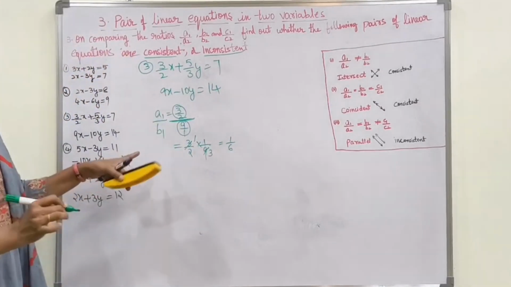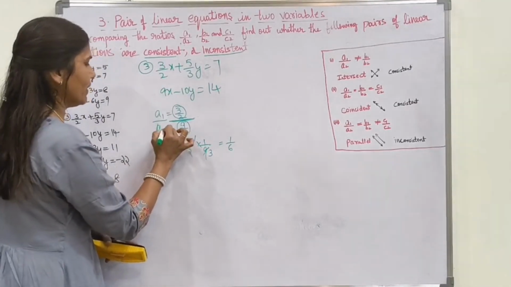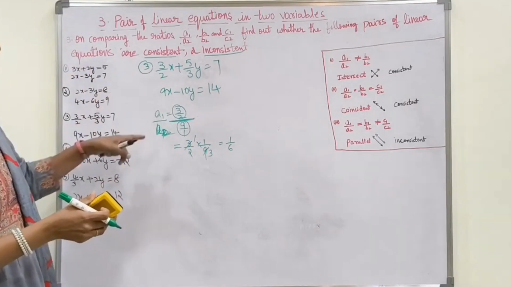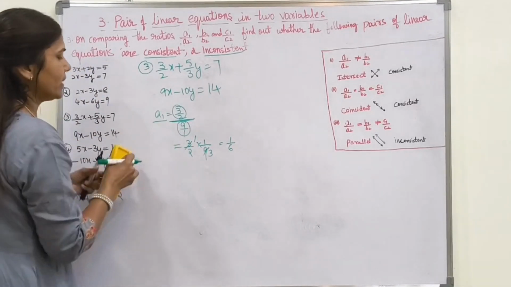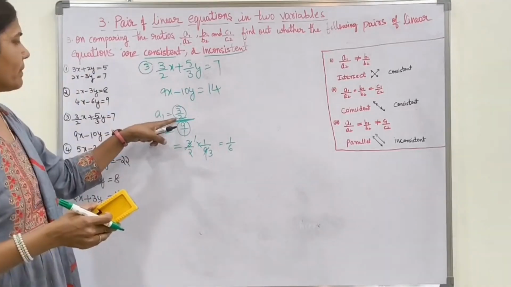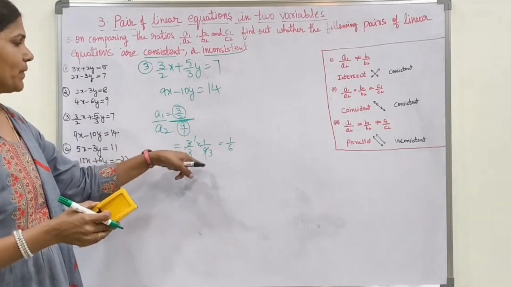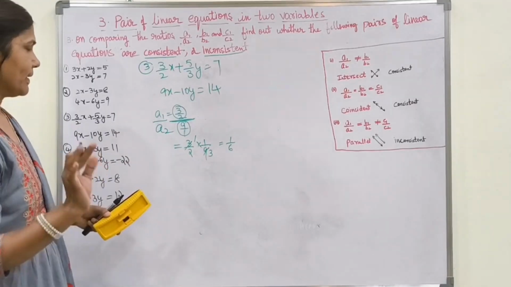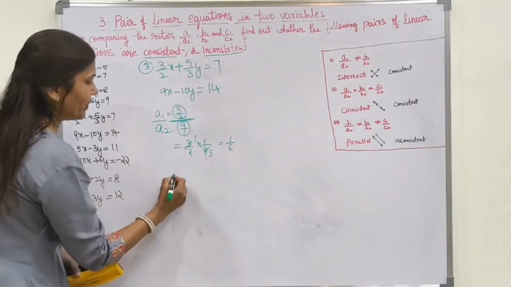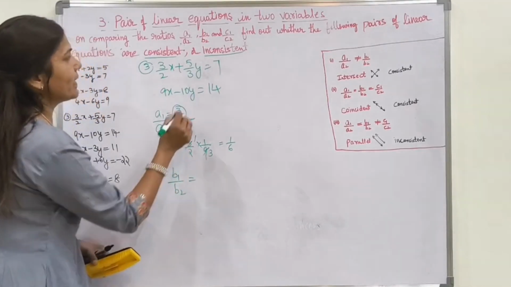A1 by A2. Sorry, this is A1 by A2. So here I will write. See here, A1 by A2 means this is 3 by 2, this is 9. Down nothing is 1. So the lower number you take into the reciprocal, and you will get 1 by 6 as the answer. Next you will do B1 by B2. Now see here, B1 by B2. B1 is 5 by 3.